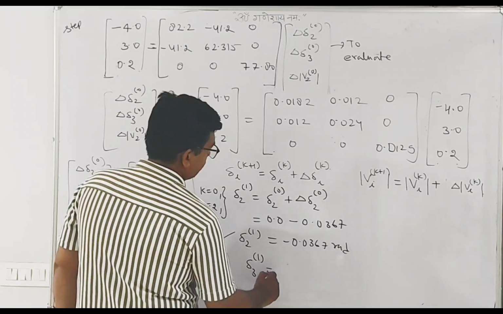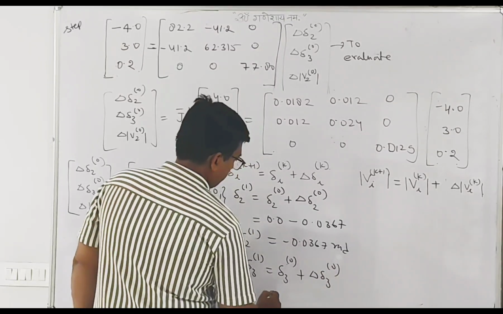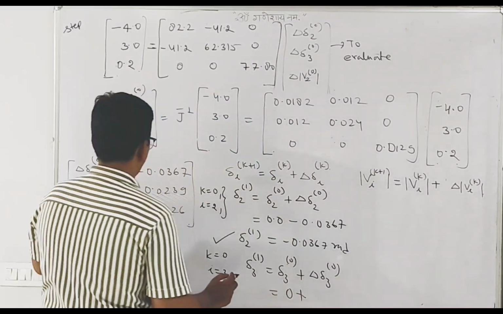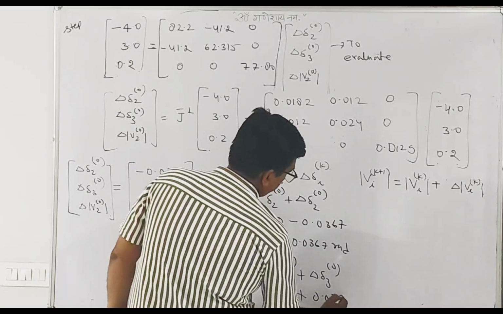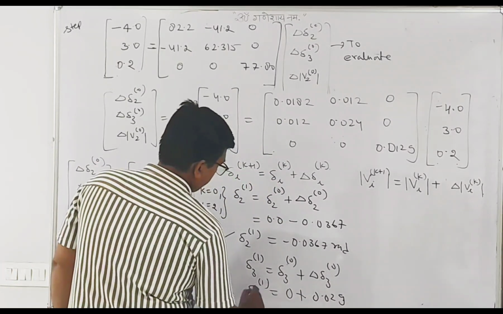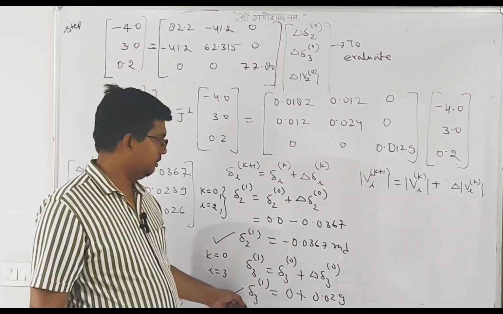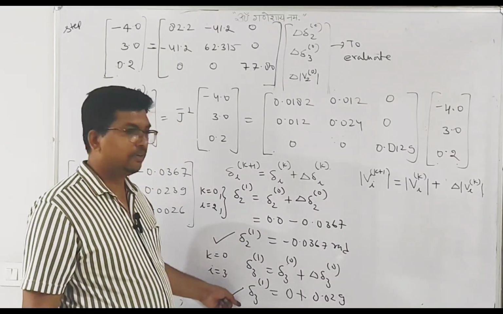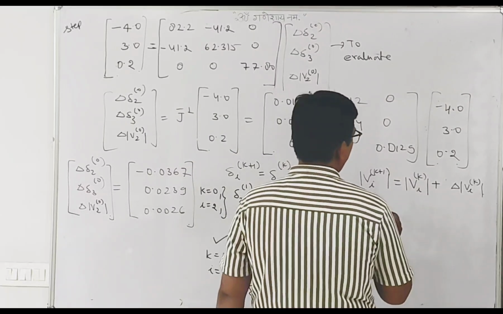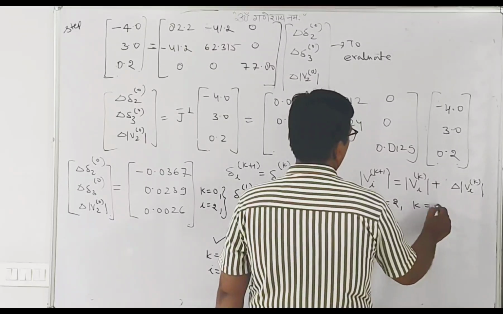Similarly, when k equals 0 and i equals 3, delta 3 1 equals delta 3 0 plus change in delta 3. What was the initial angle again? The angle was 0, plus the change in angle, 0.0239. Okay, so this is our second unknown quantity, that is at the PV bus, the delta 3. Once we know delta 2 and delta 3, then we can determine the magnitude of the voltage.